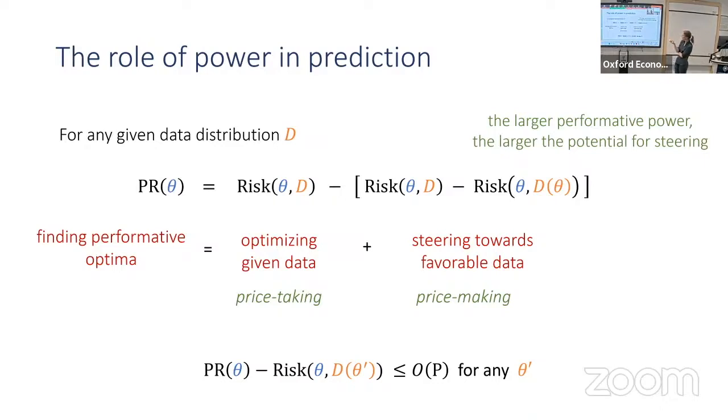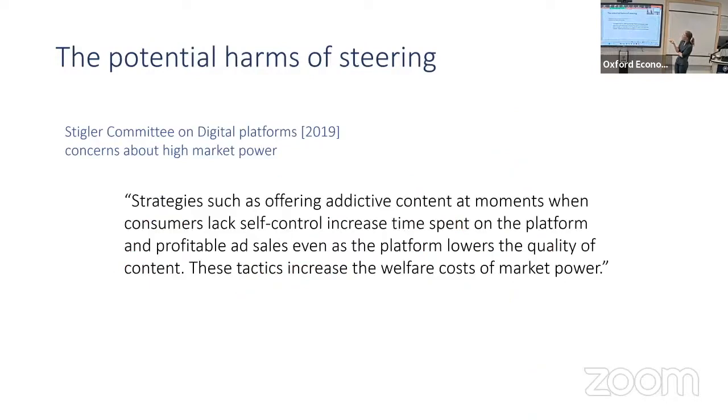I want to do a quick, another quote from the CMA committee to drive home the point that steering can lead to potential for harm and something we should worry about in digital markets. Strategies such as offering addictive content at moments when consumers lack self-control increase time spent on the platform and profitable ad sales, even as the platform lowers quality of content. These tactics increase the welfare cost of market power. So this steering is really at the heart of a lot of these problems in digital economies.